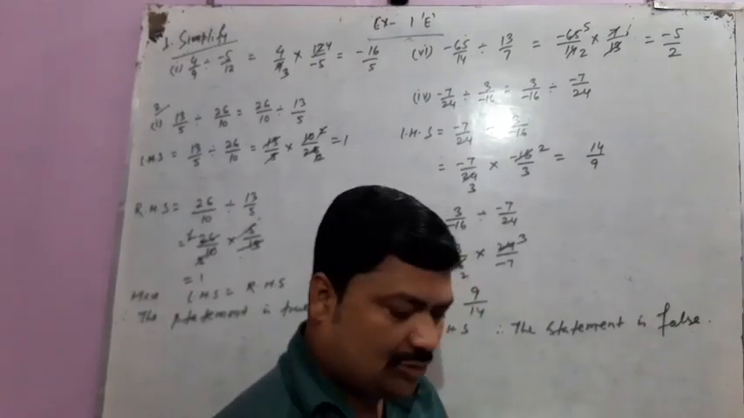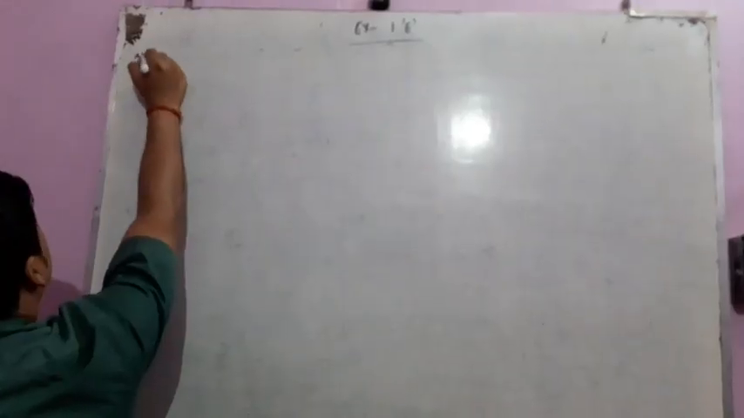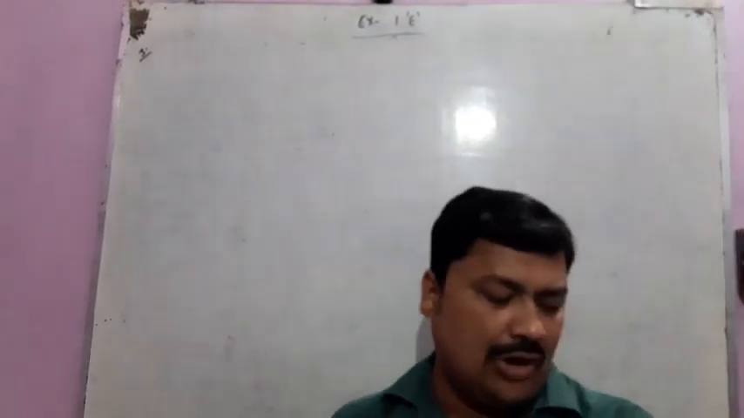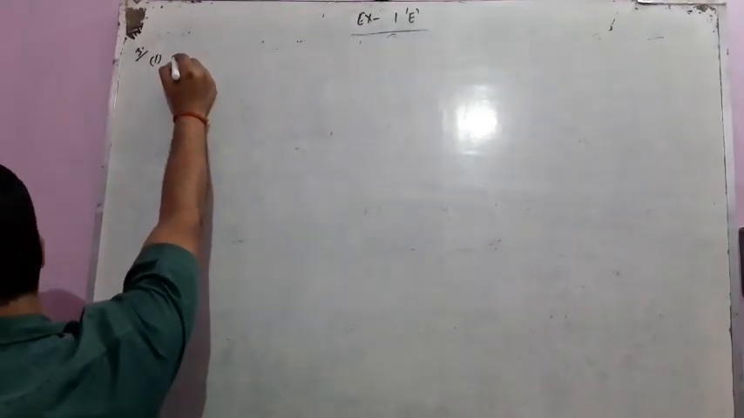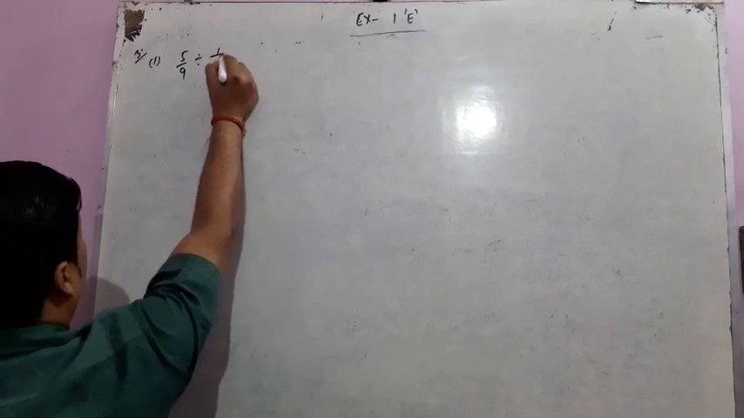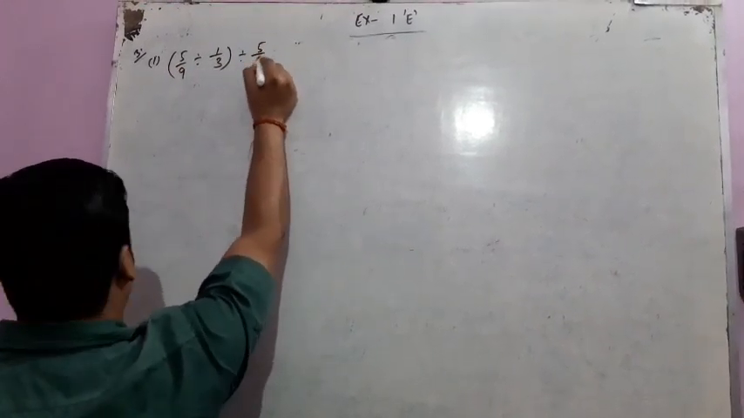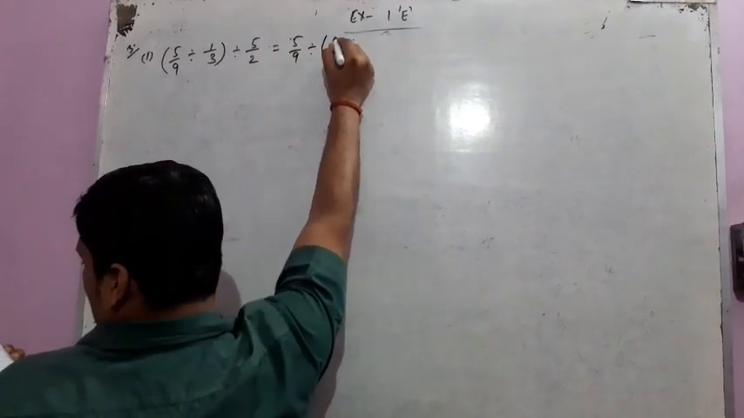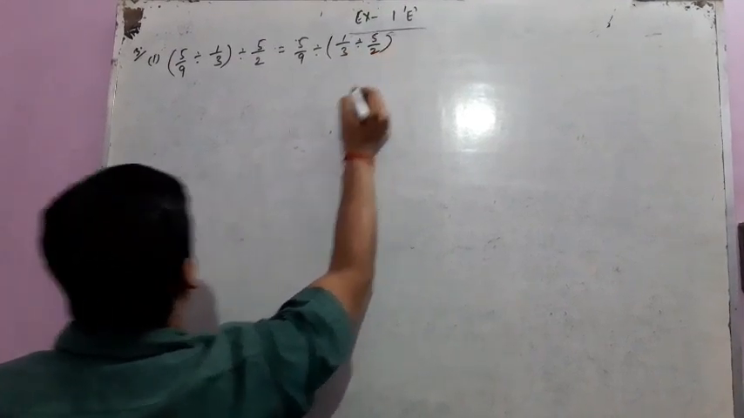Now moving on to the next question, question number third. In question number third also it is given: verify whether the given statement is true or false. So look at the first question here. 5 by 9 divided by 1 by 3 divided by 5 by 2 is equal to 5 by 9 divided by 1 by 3 divided by 5 by 2.